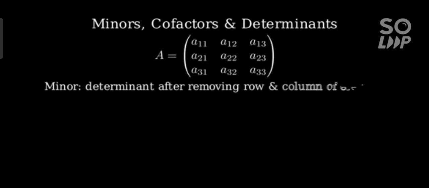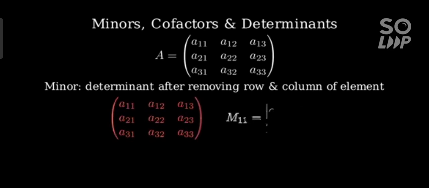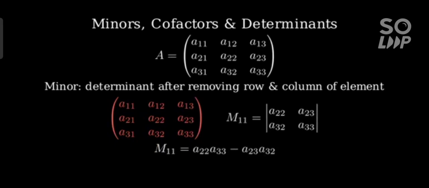First, let's understand what a minor is. A minor of an element is the determinant of the matrix that remains after removing the row and column containing that element. Let's find the minor of a 1,1. To calculate this minor, we find the determinant of the remaining 2 by 2 matrix. That's a 2,2 times a 3,3 minus a 2,3 times a 3,2.